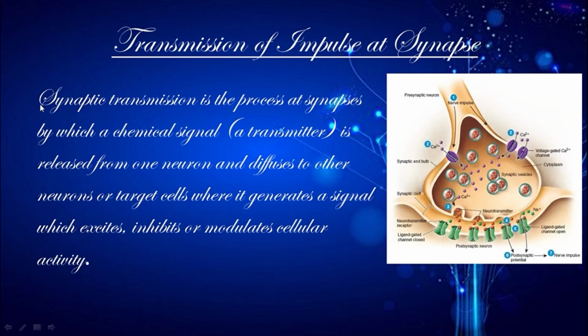Now, let me introduce what is a synaptic transmission. The synaptic transmission is the process of the synapse by which a chemical signal is released from one neuron and diffuses to another neuron or target, where it generates a signal which excites, inhibits, or modulates the cellular activity.